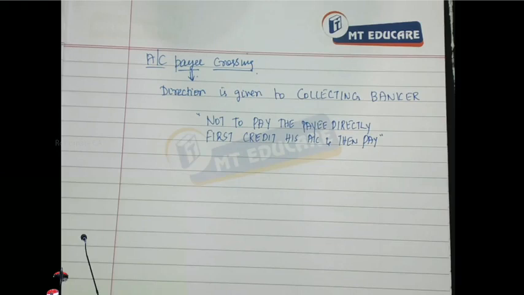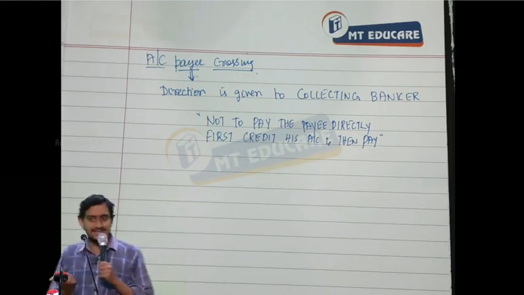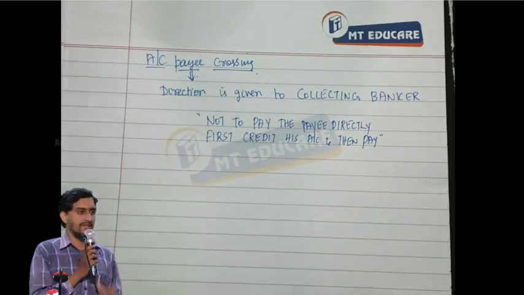Account payee crossing. Who is giving direction to whom? The drawer is giving a direction to the collecting banker. What direction is he giving to the collecting banker? Not to pay him directly, but first credit his account and then make the payment. Everyone?